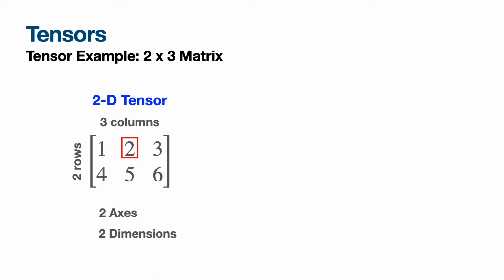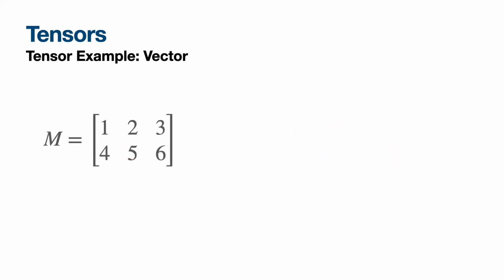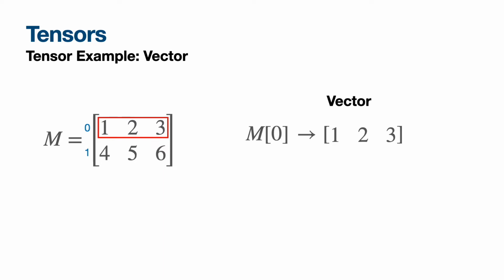Let's introduce a more concise notation to represent a value in a 2D tensor. We'll call the 2D tensor m, and use zero-based indexing for both axes. So the value at m01 is again 2. How about m12? It's 6. How about m0? It's the first row of the 2D tensor. When specifying only the first axis, it returns all values from the remaining axis. So, m0 gives us a list of values. It's a vector containing 1, 2, and 3.